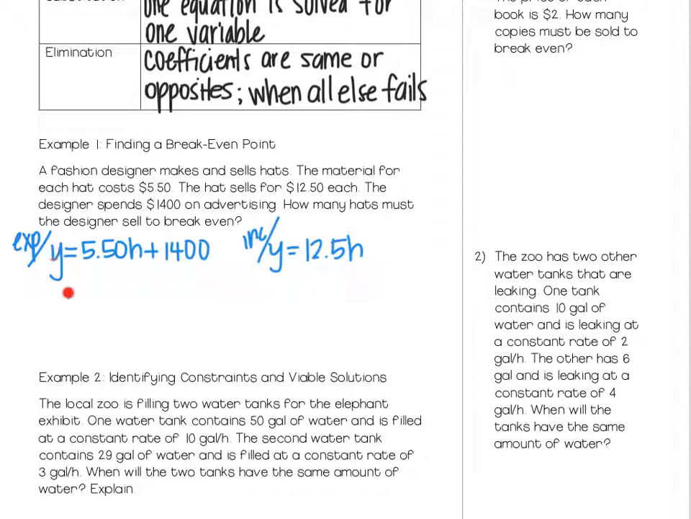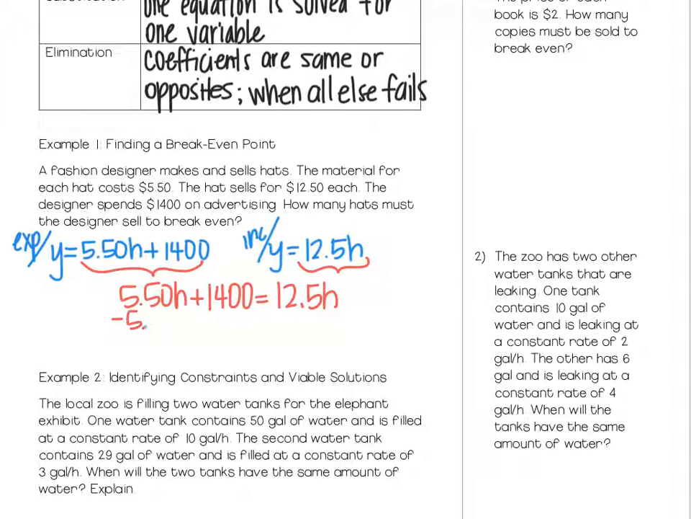So her expense is going to equal $5.50 per hat plus $1,400, and her income is going to equal $12.50 per hat. For this one, the best method would be substitution because both equations are already solved for y. So what we're going to do is take what y equals here and set it equal to what y equals here. So we're going to do 5.50h plus 1,400 equals 12.50h.